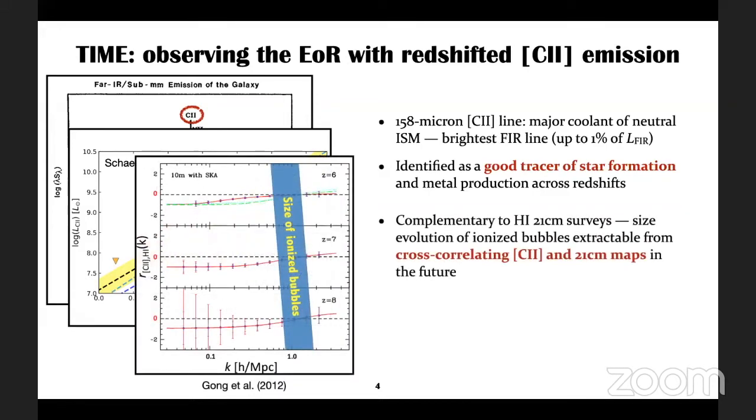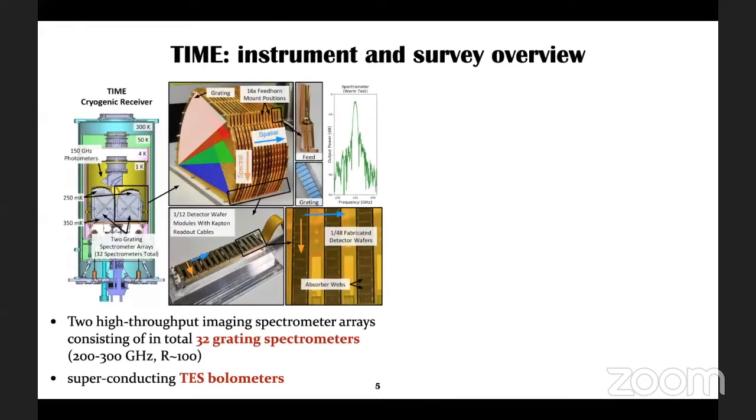Also, as I've mentioned, the cross-correlation between the 21 centimeter signal and the [CII] line will in the near future be able to measure the size evolution of ionized bubbles. Finally, the EoR [CII] signal redshifts into a relatively transparent atmospheric window, which is important for ground-based observation like TIME.